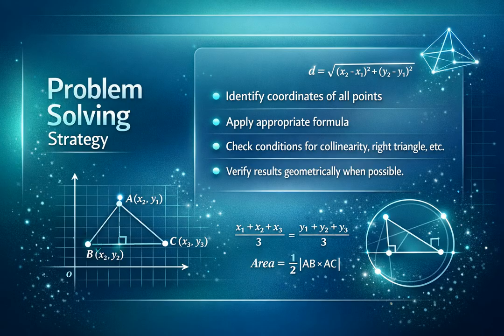Problem-solving strategy. First, identify the coordinates of all points involved. Apply the appropriate formula based on what you need to find: distance, midpoint, or section point. For geometric verifications, check the relevant conditions: collinearity, right angle, or equal sides. When possible, visualize the situation in 3D space.